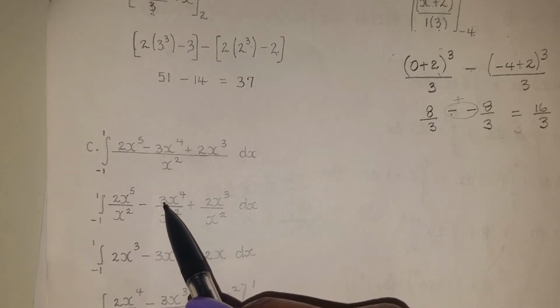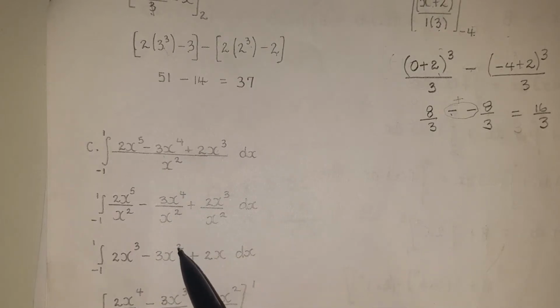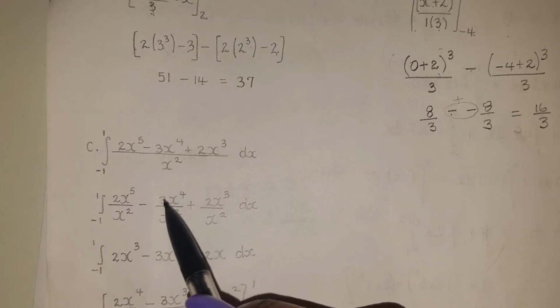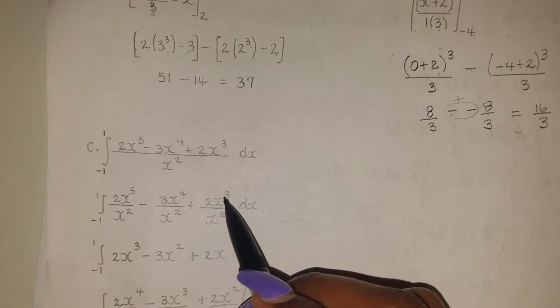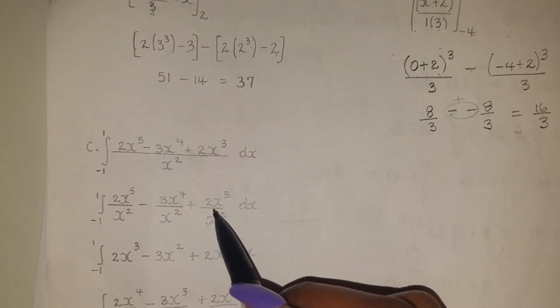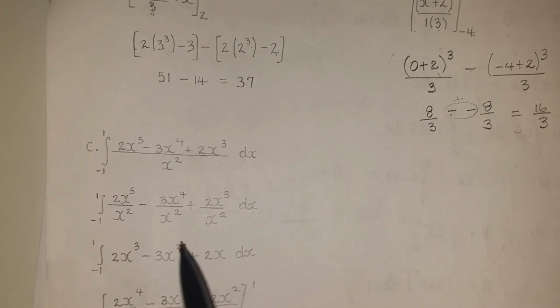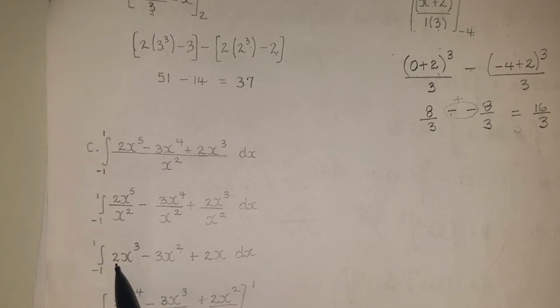On this side, we have 3x, and 4 minus 2 is 2, so we get a 3x squared. And on this side, 2x, 3 minus 2 is 1, so we're left with just a 2x. So this is our function that we're going to integrate.